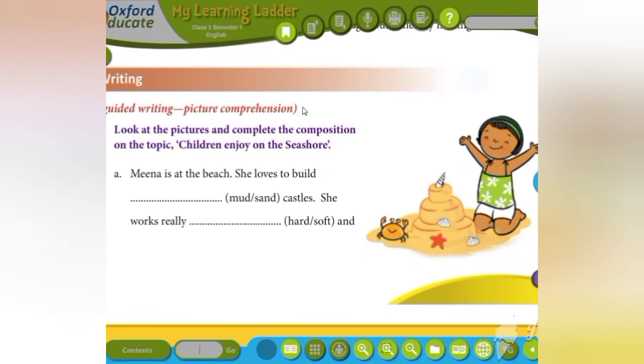Okay. So a question, Meena is at beach. She loves to build dash castle. Mud castle or sand castles? Sand castles, right? So the answer is sand. She works really hard or soft? If she works soft, can she build? No. So really she is working very hard. Okay, so she works really hard.